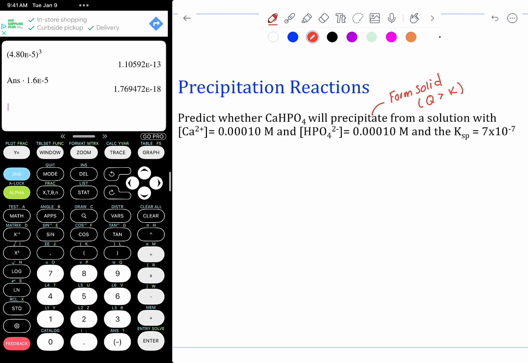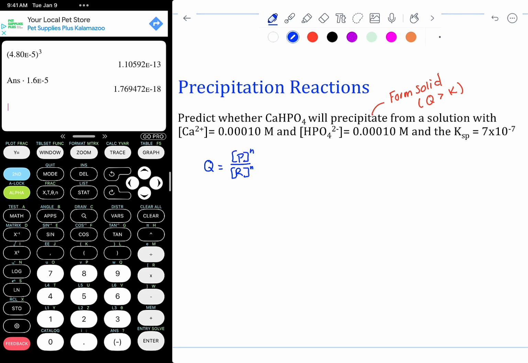So are we going to be forming solid? Are we going to be forming a supersaturated solution where ions are actively coming out of solution and forming a solid? So we want to see if our Q is going to be greater than K. If it is, then we'll form solid. If it's not, then we will not form solid and we will not form a precipitate. So we know from our definition of Q is going to be equal to our products over our reactant concentrations raised to their n values.